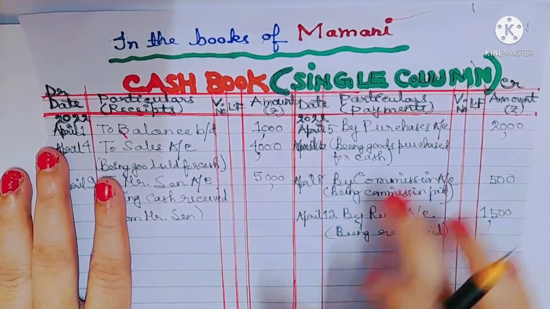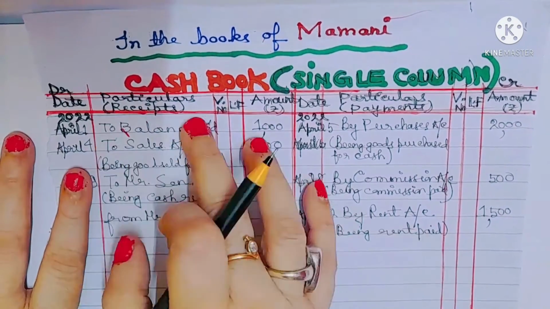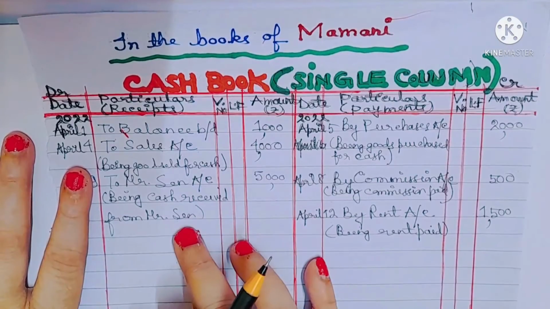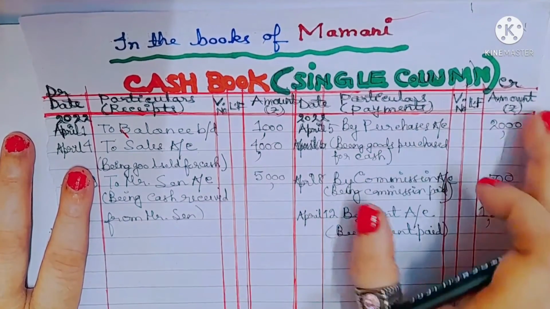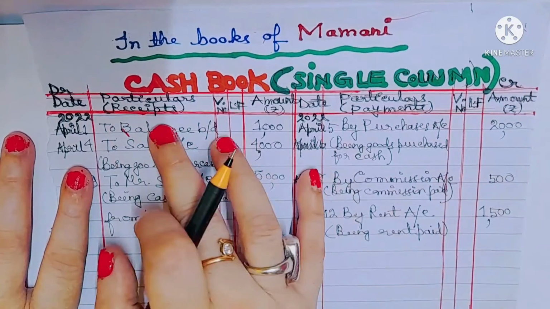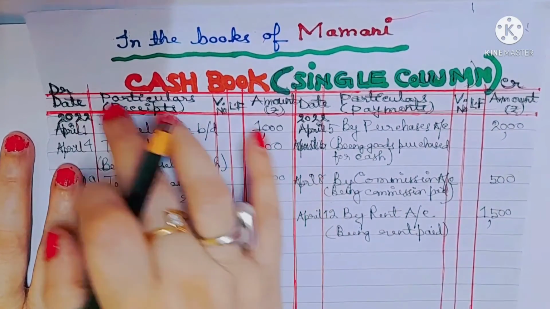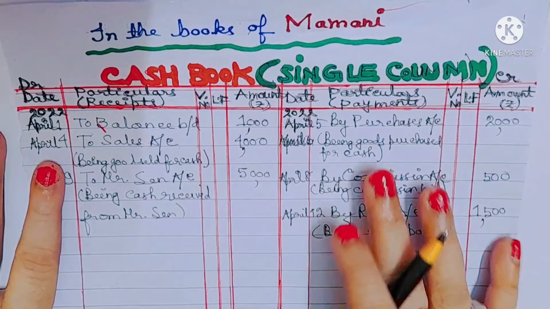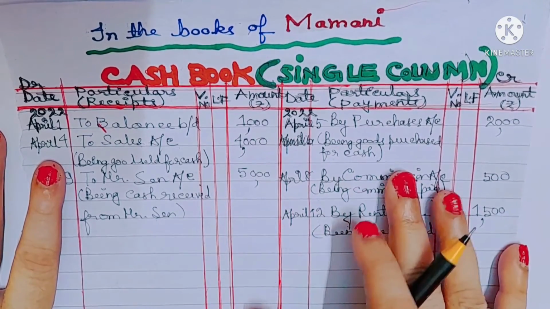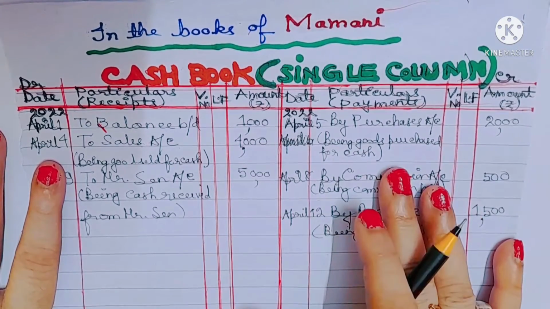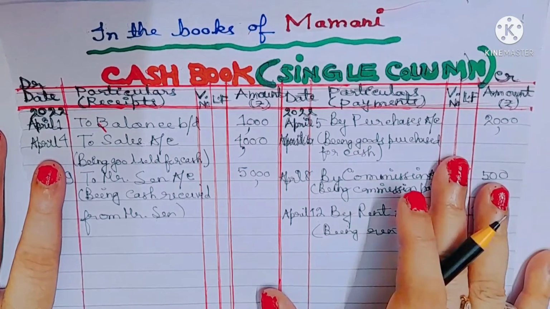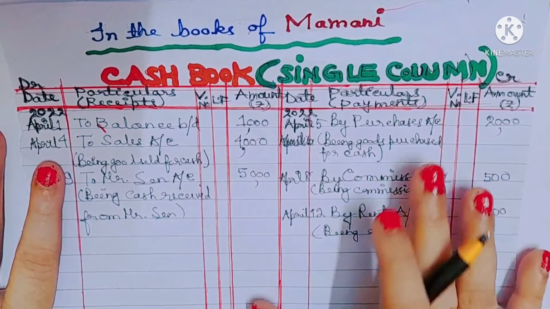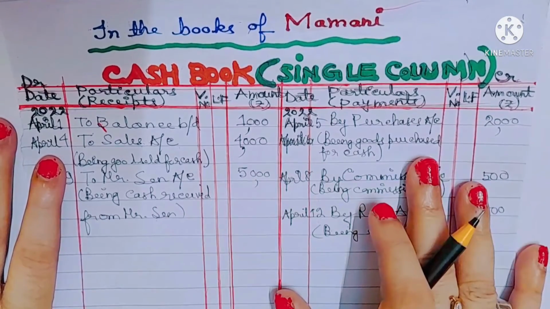Cash payments are recorded here and cash receipts are recorded here. Remember, cash payments are always recorded on the credit side and cash receipts are recorded on the debit side. No credit transactions are recorded in the cash book, be it a single column, double column, or triple column. Only cash transactions are recorded here.